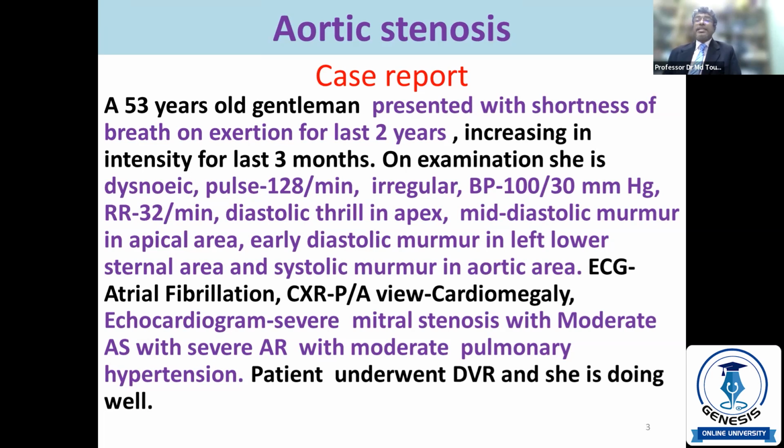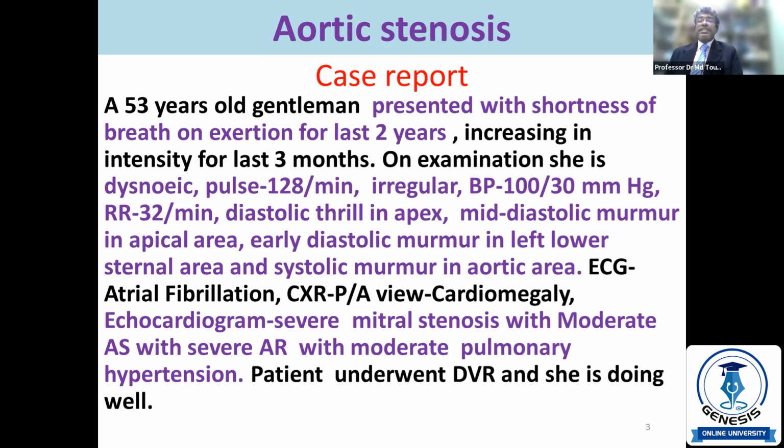ECG shows atrial fibrillation. Chest X-ray shows cardiomegaly. Echocardiography shows severe mitral stenosis with moderate aortic stenosis, severe aortic regurgitation, and moderate pulmonary hypertension. So the treatment offered to this patient is DVR, that is double valve replacement. After doing the double valve replacement, this young gentleman is doing well.